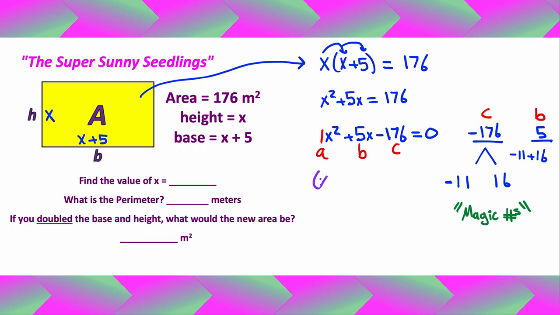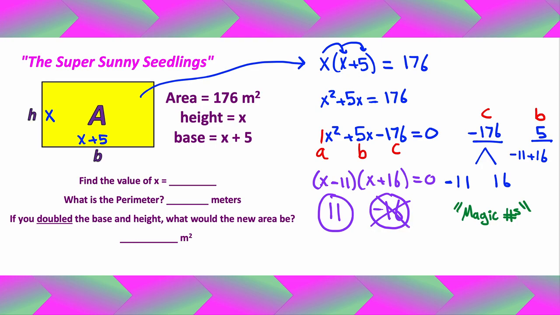So here we go. x minus 11 times x plus 16 is now going to equal 0. When we solve these basic binomials, their answers are just the opposite value. So one of our answers is going to be 11, and one of them is going to be negative 16. Now, which one's the real answer? Probably the 11. So we found the value of x. The value of x is 11.